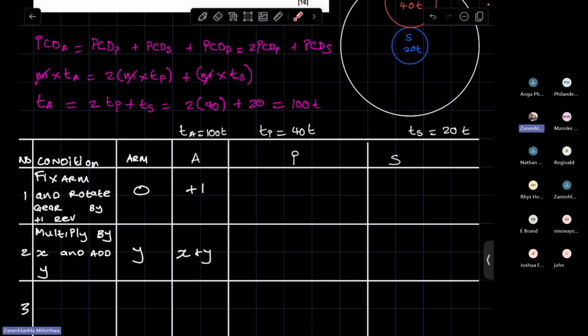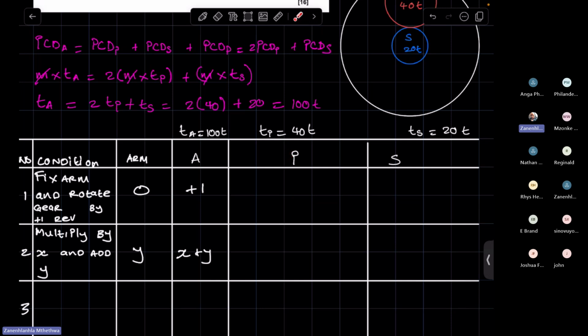Are we here? Yeah, we hear you. So in completing the first condition, what we are trying to ascertain is the rotational frequency of the other components if the arm is fixed and the annulus has been rotated by 1 revolution clockwise. So essentially what we are trying to determine in the first condition is how the arm being fixed and the annulus being rotated by 1 revolution clockwise influence the rotational frequency as well as direction of the other gears.